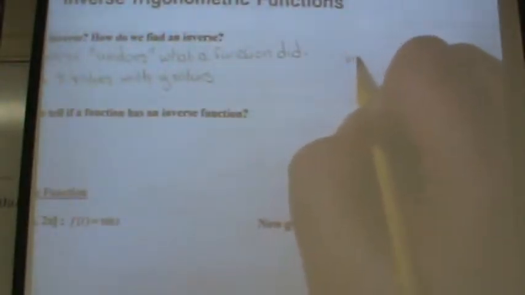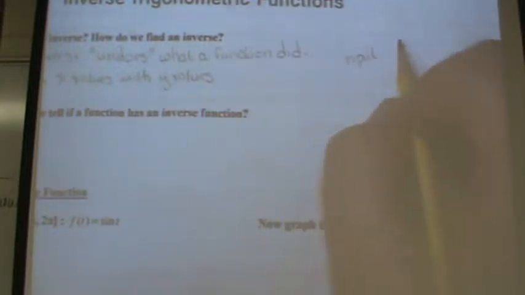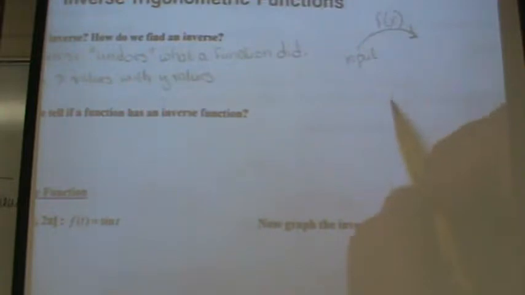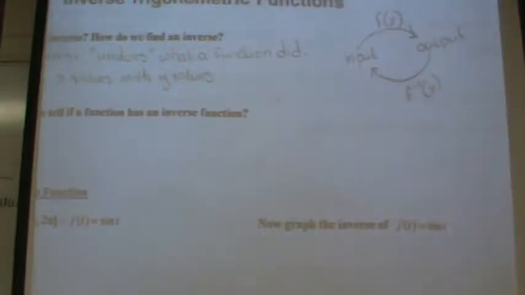So if we have, say, an input, some number, and we put that into a function, say f of x, the function gives us something out, an output. What an inverse is going to do is take that output and take us back to the input. And like Nick said, the notation was f -1 of x. This wasn't an exponent, it's just the notation for an inverse.